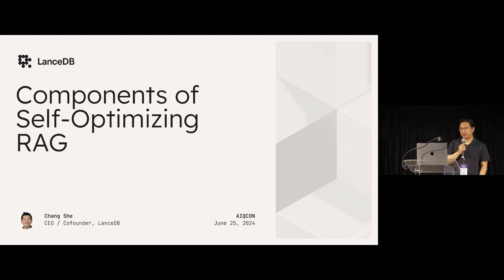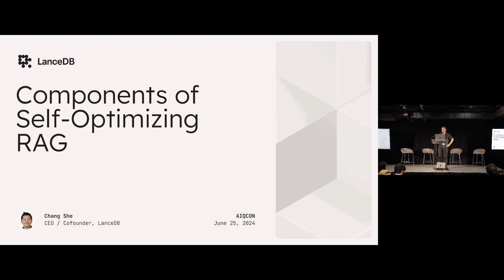So we're going to be talking about components of self-optimizing RAG. It's basically a fancy term for having a feedback loop, right? A little bit more than that, but at the core, that's what it is. What are the knobs you can turn? How to set up that loop, and what are the things you need to assemble and watch out for.